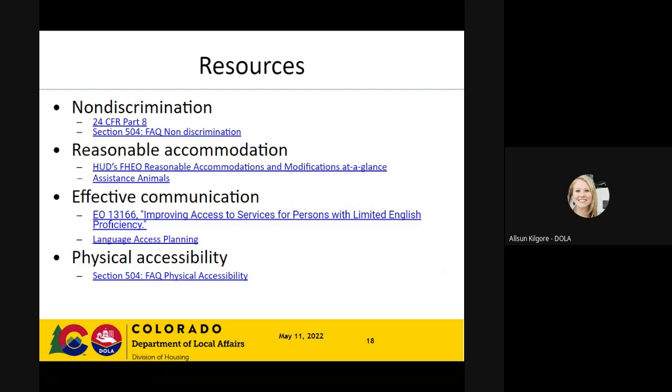And there are some additional resources on 4 of the 5 elements that we discussed today: non-discrimination, your RAs, effective communication, and physical accessibility. There are a lot of trainings on each of these that you could spend hours learning on, but I hope that this broad overview at least gave you a bit of a teaser for some of these larger areas of compliance under 504.